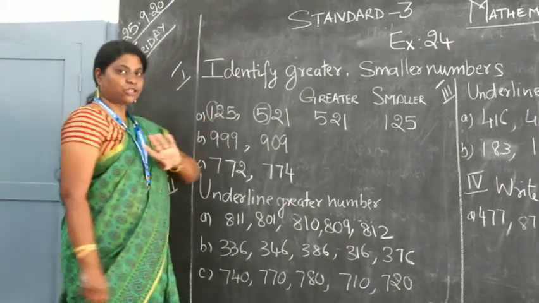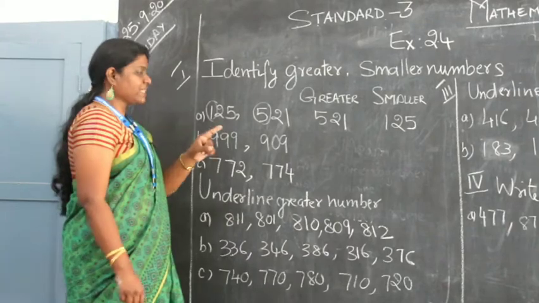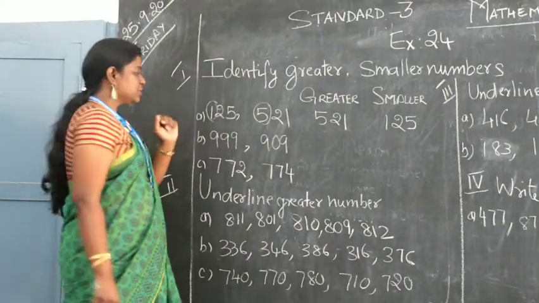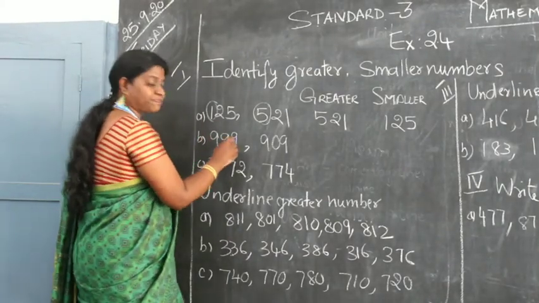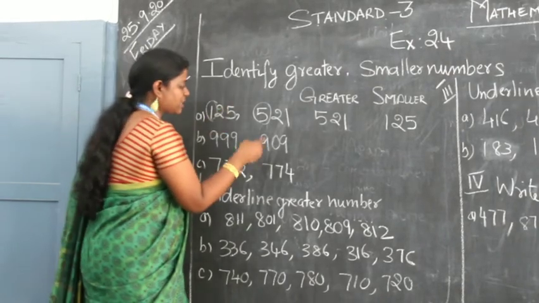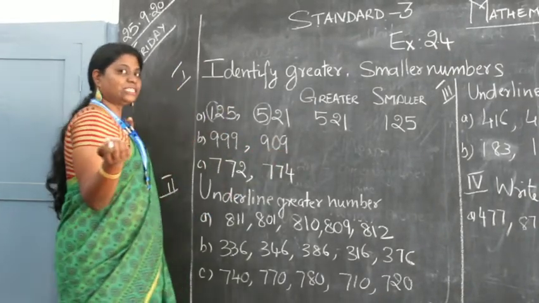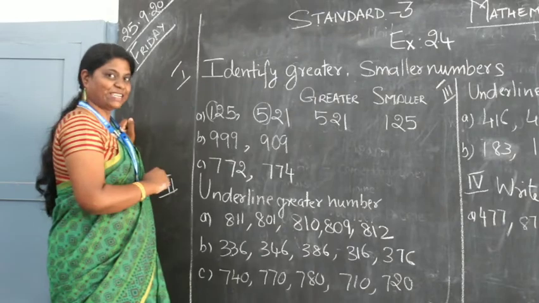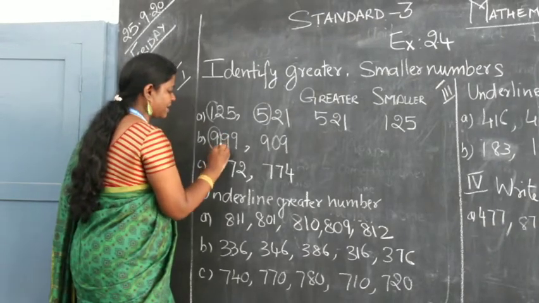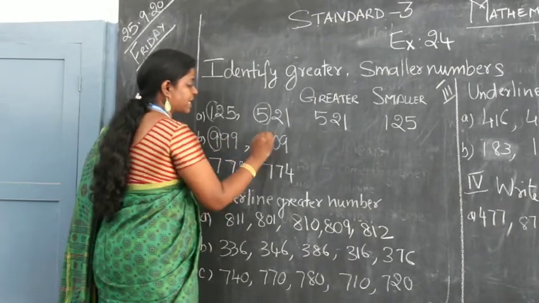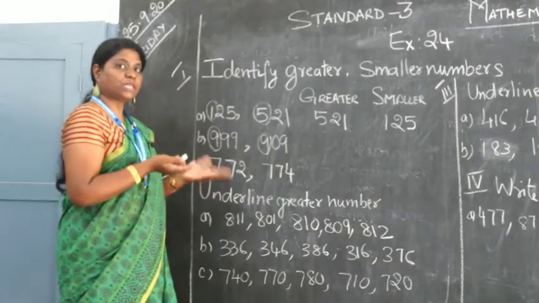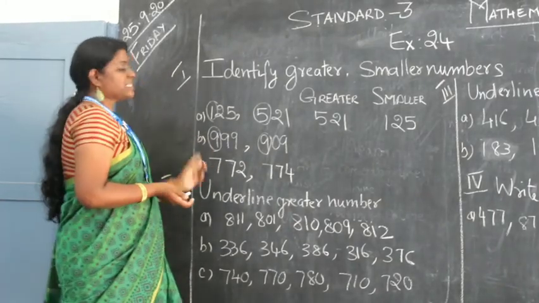What I taught you to do: first you should see whether it is 2 digit or 3 digit. So let's count first. 1, 2, 3. This is 3 digit. This one, 1, 2, 3, again 3 digits. Now let's see the first number. The first number here is 9 and the first number here also is 9. Now both are equal. Now what will you do? You have to see the second number.